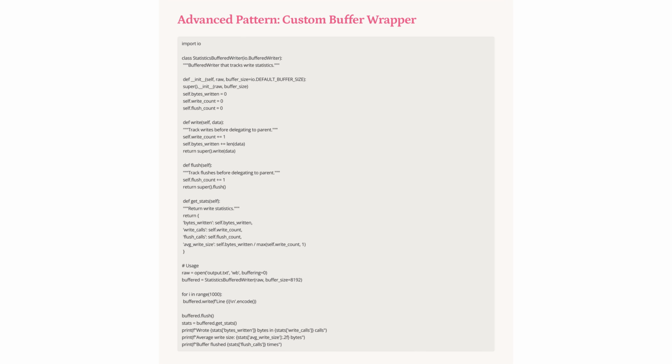Buffered input/output for linear tasks, memory mapping for random access. Custom buffer wrappers like StatisticsBufferedWriter enhance input/output operations by tracking write statistics. This class extends io.BufferedWriter, recording bytes written, write calls, and flushes. It provides insights into input/output performance, such as average write size. This approach is beneficial for optimizing data handling, especially in applications requiring detailed performance metrics.